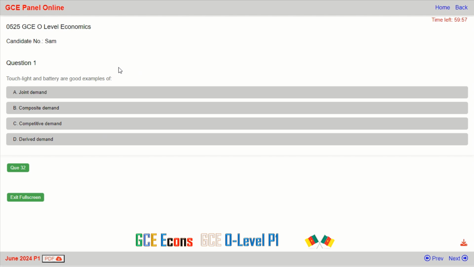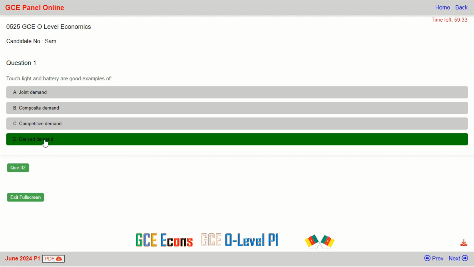Question 1 reads, torchlight and battery are good examples of. You have joint demand, composite demand, competitive demand, derived demand. So normally, you only buy a battery if you buy a torchlight. So the buying of the battery here is derived from buying a torchlight. So the key here is derived demand.